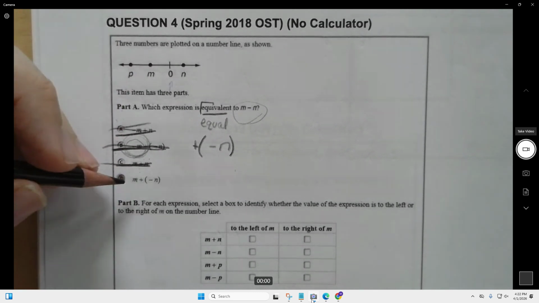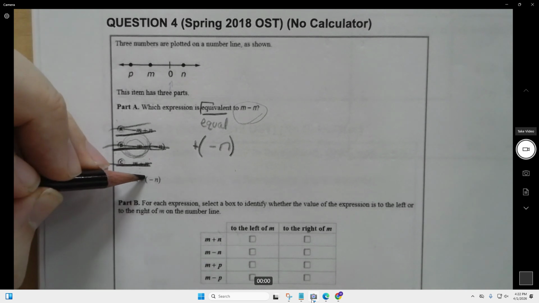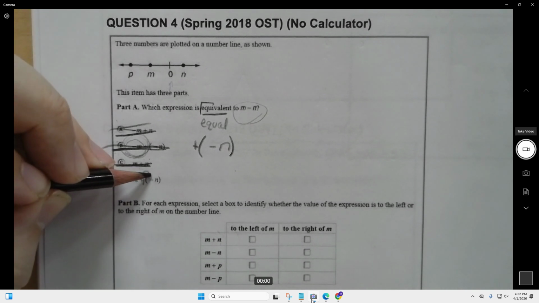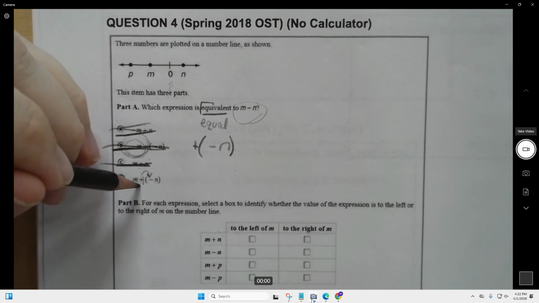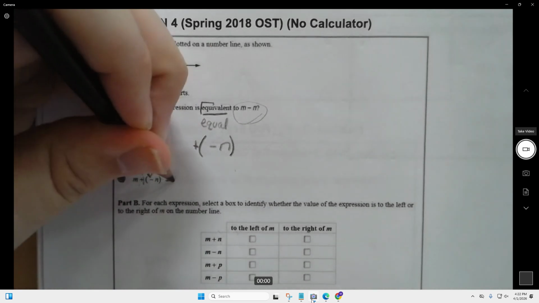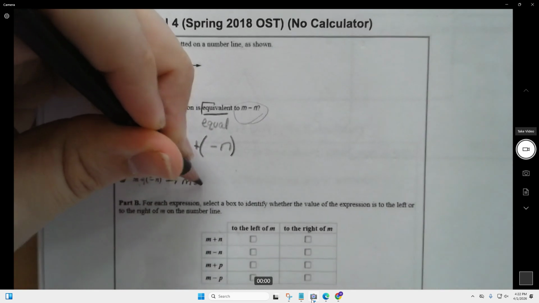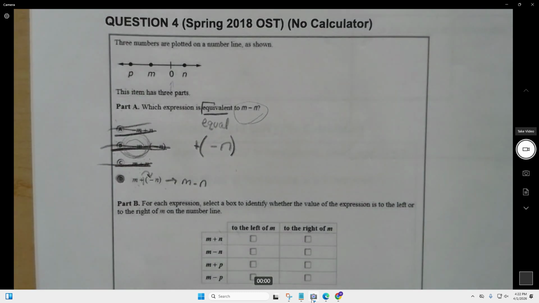Because think about if you were to use the distributive property, right? If you were to distribute this positive 1 to this negative n, you would end up with m minus n. All right.